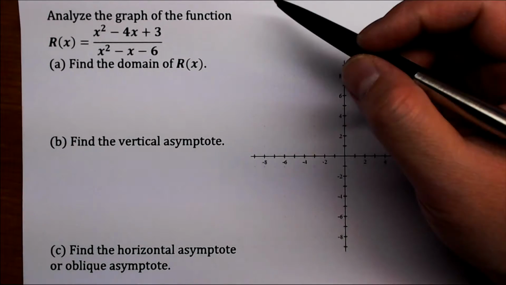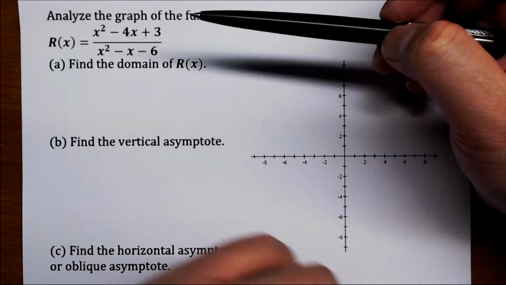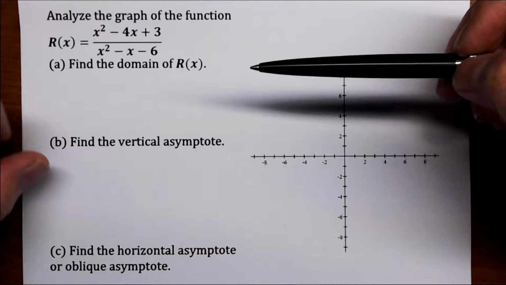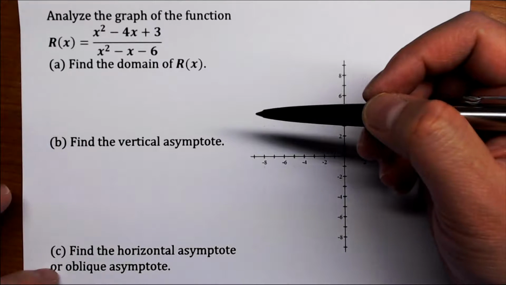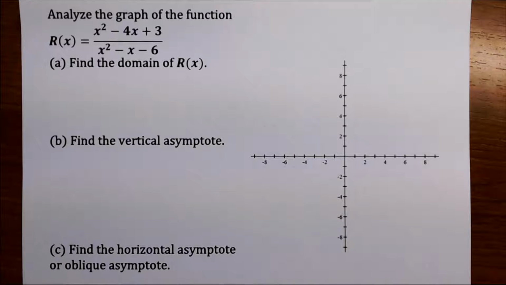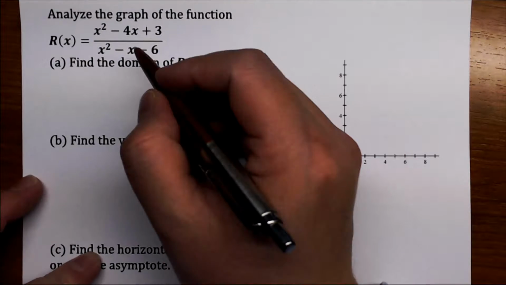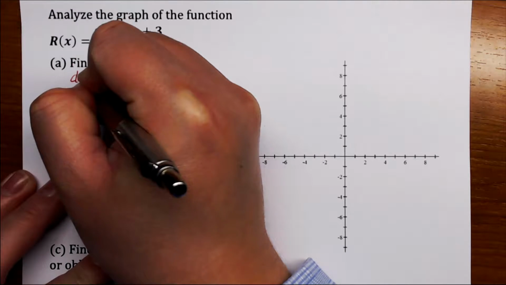On this problem, we are given the function and we're asked to analyze the graph of that function. In order to graph it, we need to do these sub-problems first. The domain. First thing we see, the domain of a rational function is the denominator not equal to 0.